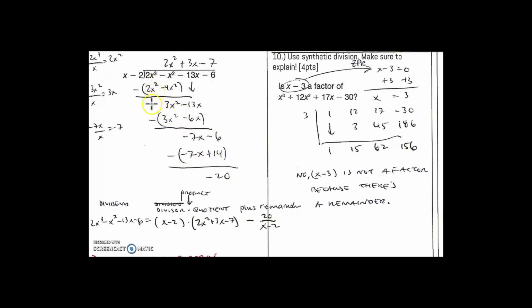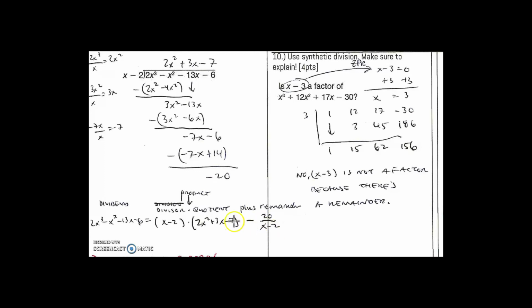So my dividend, what's inside the division sign, is equal to the divisor, what's on the outside, times the quotient, what's on top of the division sign, 2x squared plus 3x minus 7, and then the remainder is -20. So here you could have written, actually, this is incorrect, but make sure you have the -20, and then you put it over the divisor, x minus 2.